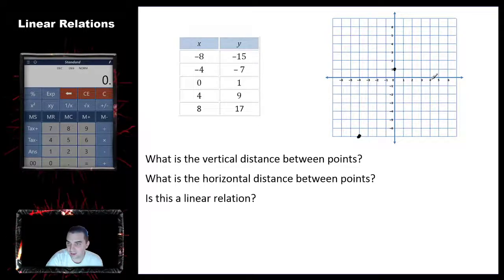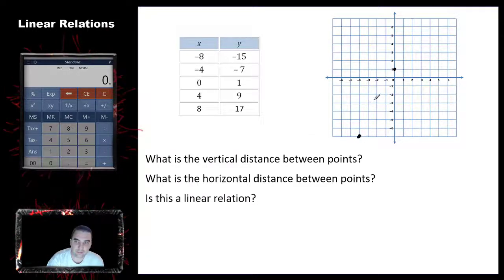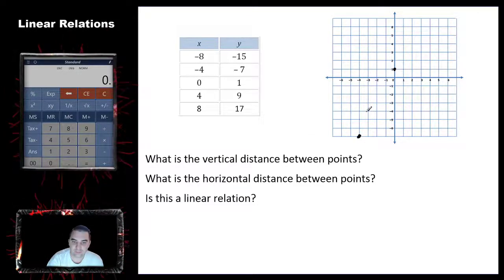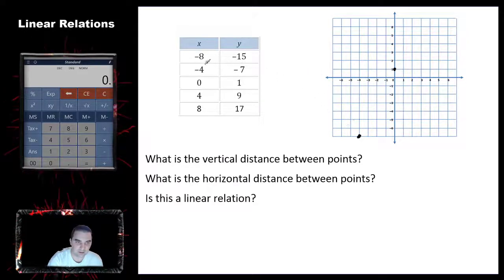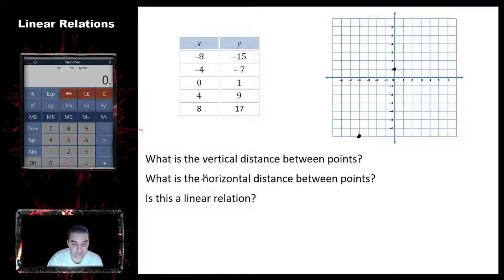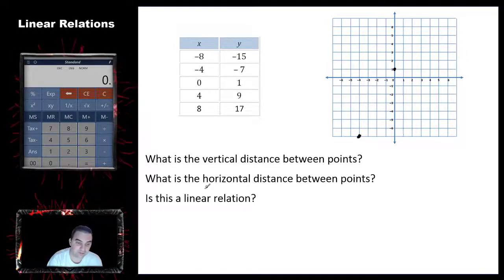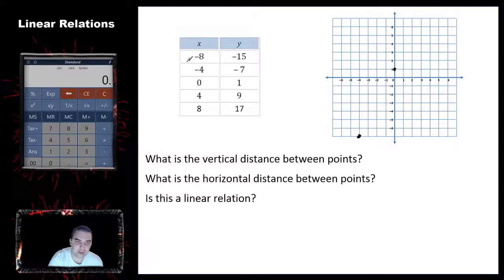4 and 9 is out of my screen, so my graph isn't a really good graph for this. I should have probably made each one of these 2 or made it a larger graph. But we should be able to tell the vertical distance between points, horizontal distance between points, and linear relationship just from the table of values, really.